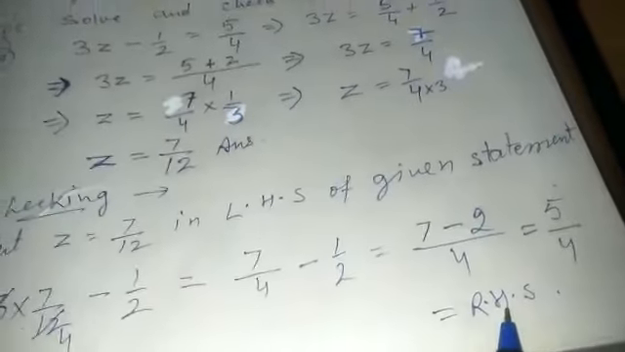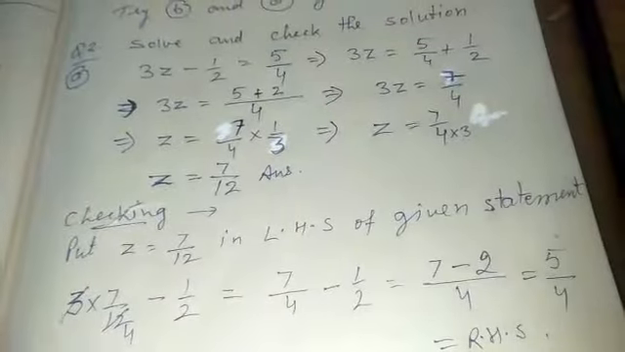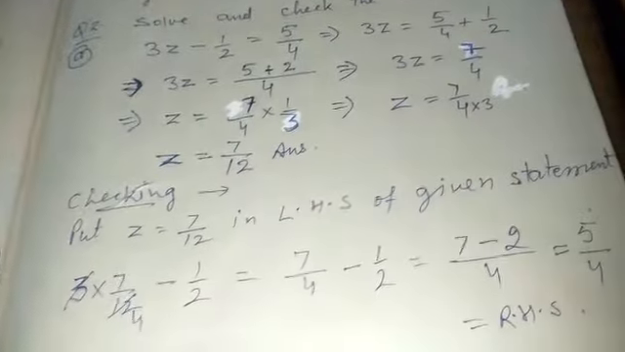This is equal to the right hand side. Look here, if we put z is equal to 7 by 12, we will get 5 by 4. So this is the checking way. Understand, students? Now we start the next.